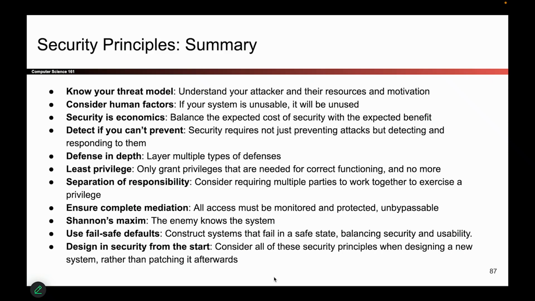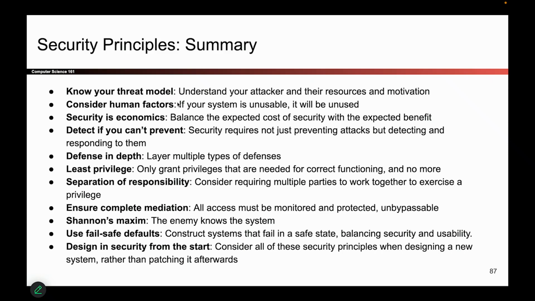OK, so to summarize today, we talked about 10 or 11, one day I'll count it, security principles. The security principles are philosophies that we have to think about when we are designing secure code, and we'll see them pop up over and over again in this class. We talked about understanding your attacker. What resources do they have? What resources do they not have? Why are they trying to attack you?